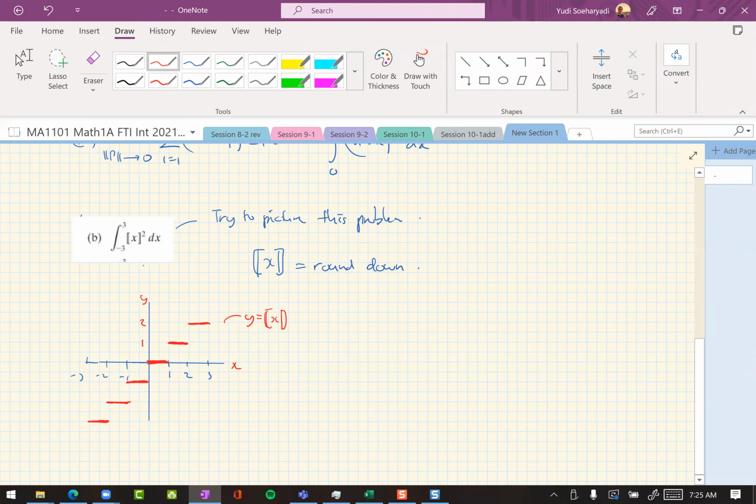Let's see. Then you square it. If you square it, the negatives become positive. So this is -1, -2, -3. Here remains 0. Here it remains 1. Here becomes 4. Okay, so this is what you have.